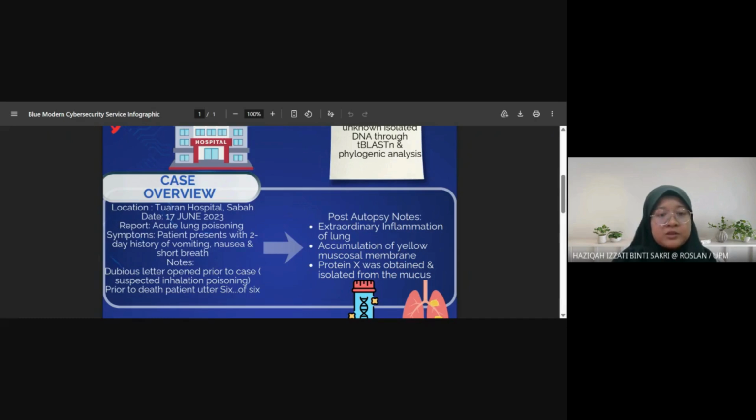the case presents a patient with acute lung poisoning, who presented with 2 days of history of vomiting, nausea and shortness of breath, and also due to a dubious letter that was opened prior to the case, with suspected inhalation poisoning. And prior to death, the patient uttered a 6 of 6.